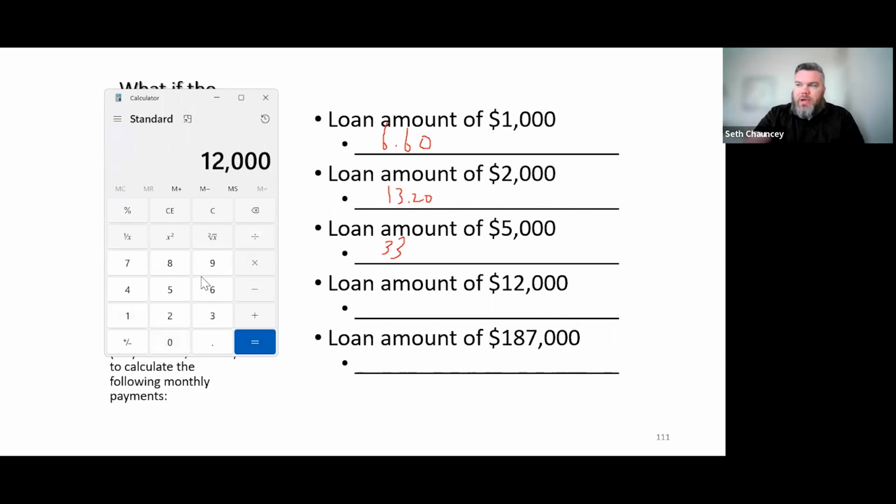$12,000, and I'm just showing you the math. I mean, obviously, y'all know it's just 12, but 12,000 divided by 1,000 is 12 times. So 12 times your loan factor, $79.20 a month. And so it's really no different if you're getting into these big numbers. If you borrowed $187,000, how many times does 1,000 go into it? Times your loan factor: $1,234.20. Everybody see what's happening there?